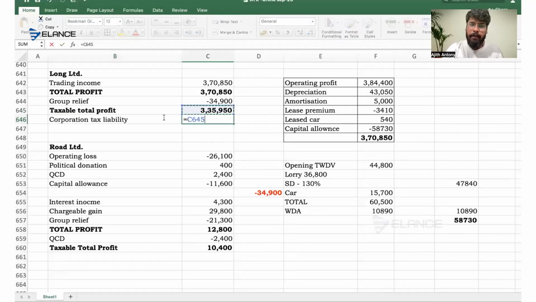So we can easily find out the liability by multiplying 19% with the taxable profit.